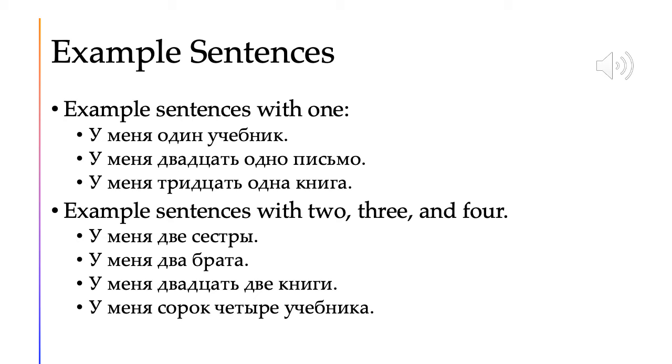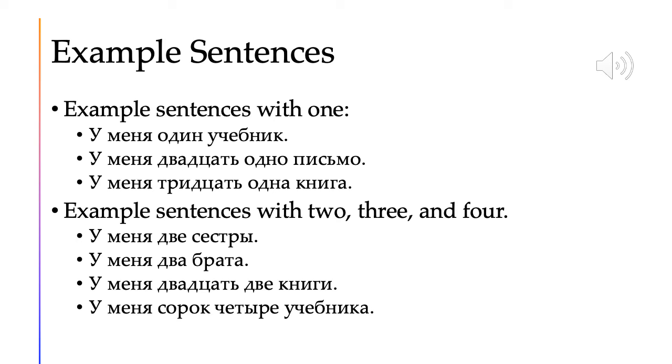У меня 21 письмо. I have 21 letters. And we are saying a number that ends in the word 1. So everything is in the nominative singular. Одно письмо. У меня 21 письмо. У меня 31 книга. I have 31 books. Same thing. We have a number that ends in the word 1, so everything is going to be in the nominative singular, and the word 1 has to match its noun. Одна книга. У меня 31 книга.